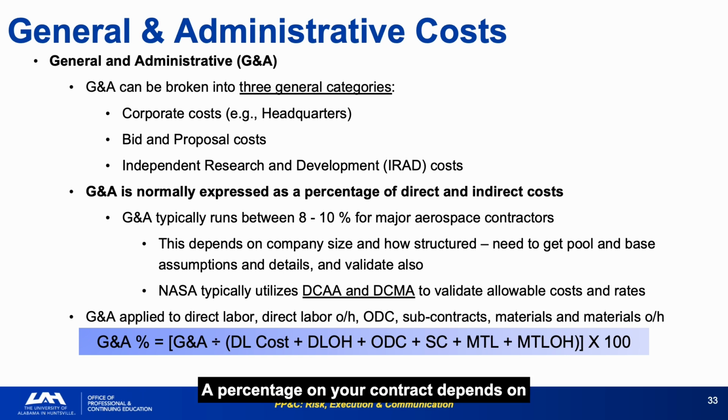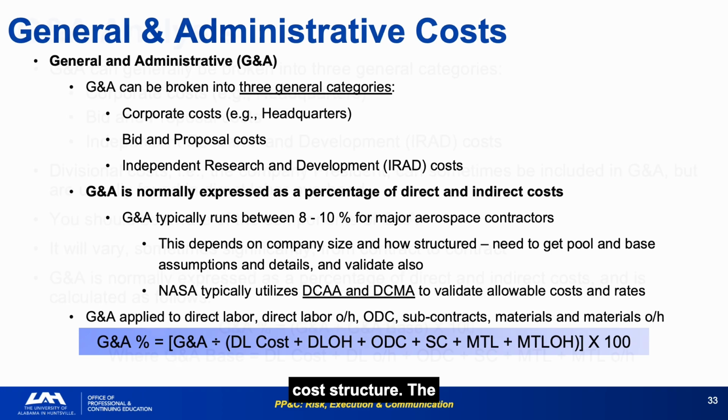The G&A percentage on your contract depends on the contractor's total business base, not just your program. When they win or lose other business, your G&A rate moves with it. Understand the G&A pool and base assumptions for your contractor at contract award and revisit them annually. A G&A rate that has shifted 2 to 3 percentage points without explanation represents a significant change in your cost structure.